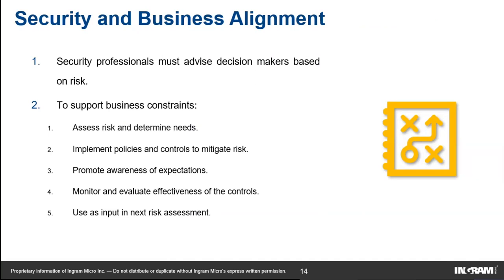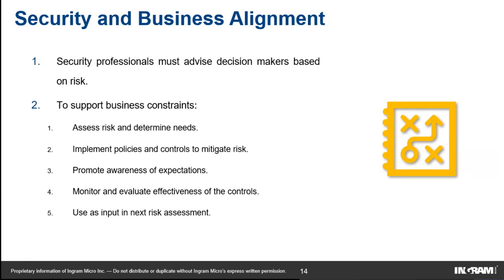Security and business alignment. So here we are going to talk about why security professionals must advise decision makers based on the risk. Because if we are going to have 100% security, it means that we cannot have a successful business. 100% security is never possible.